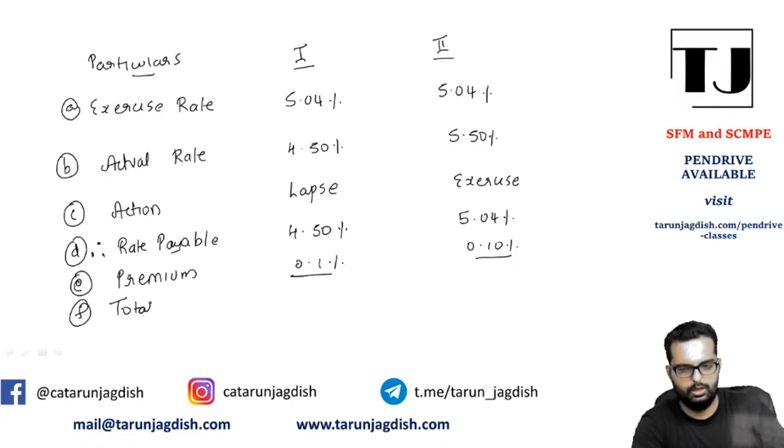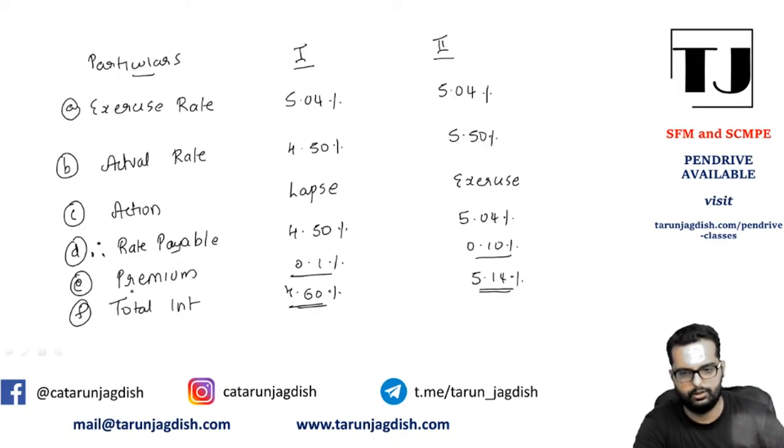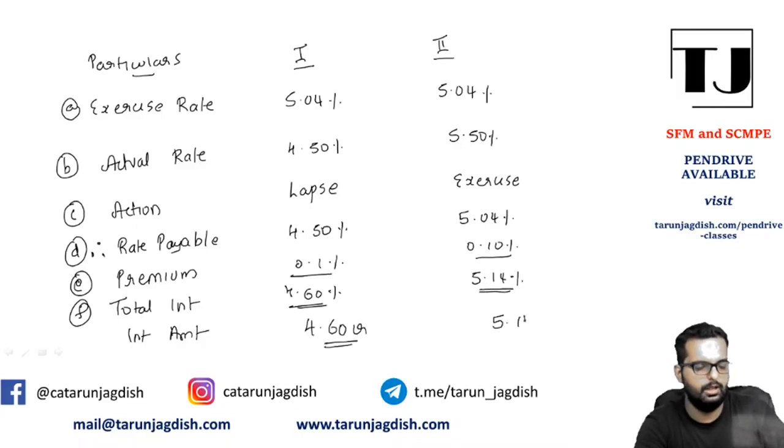Next point will be total interest will be 4.6%, 5.14%. And what is the notional amount told in the question? 100 crore, is it? So interest amount would be 4.60 crore for the first one, 5.14 crore for the second one. Can you please write down this in your books now, friends?